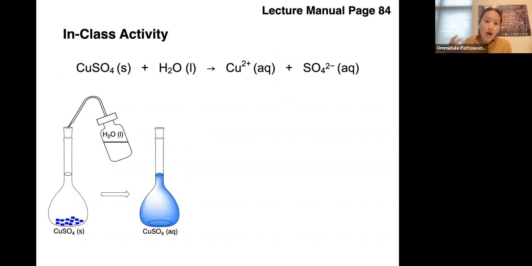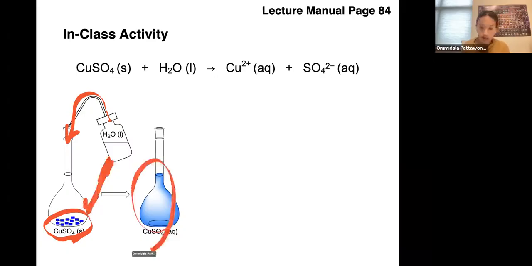So if you need to prepare this solution, you just need to measure an amount of copper sulfate, and then add water into the flask, and then check. By doing this, you're actually making a solution because you are mixing two or more substances. In this case, you're mixing two substances together and it forms a homogeneous solution.